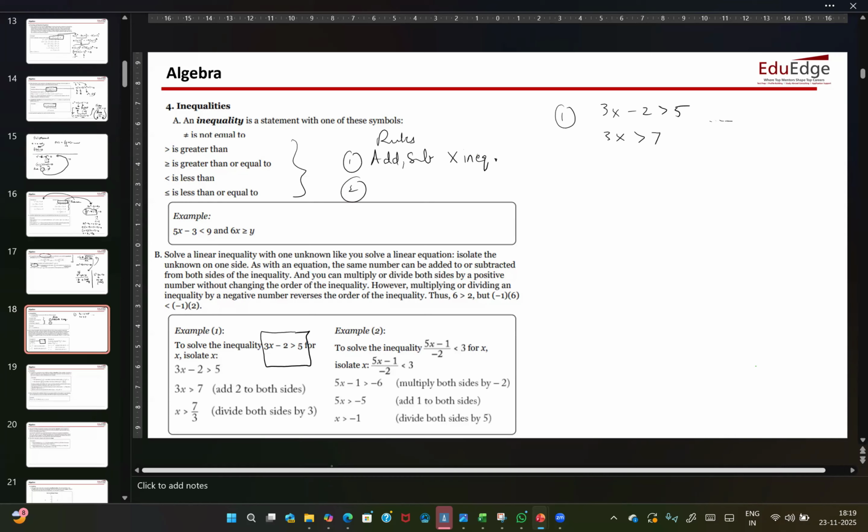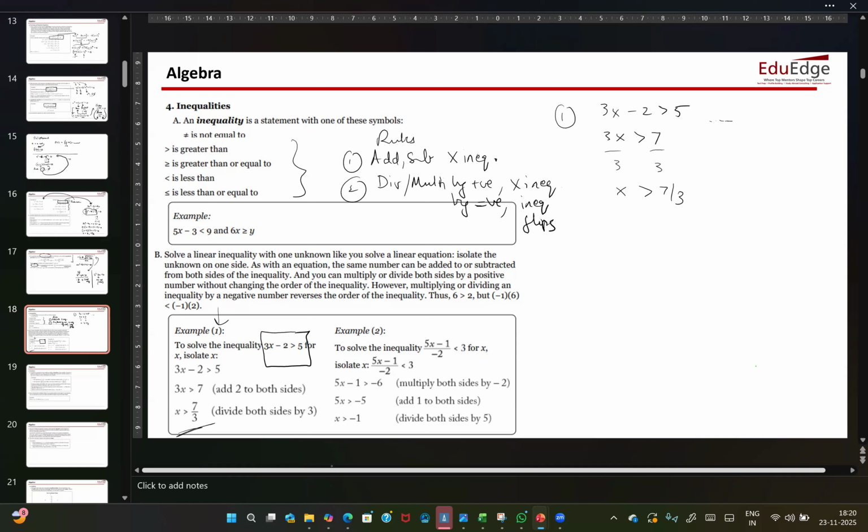However, also dividing, multiplying by positive doesn't change inequality. But when you multiply or divide by negative, inequality flips. Correct. For instance, here I can simply divide by 3 because 3 is a positive number. So I get x greater than 7 by 3. That's the solution for example 1.